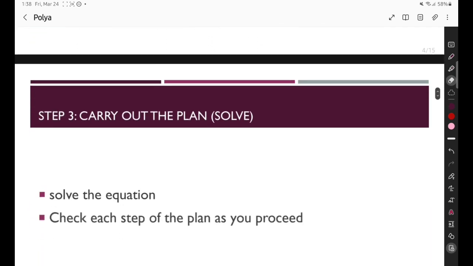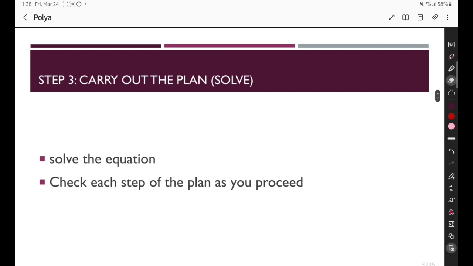And then on step 3, you're going to carry out the plan. This is the step where you solve. You're going to solve the equation from step 2. And you really have to be careful with each step, no? Na dapat correct ang imuhang pag-solve.